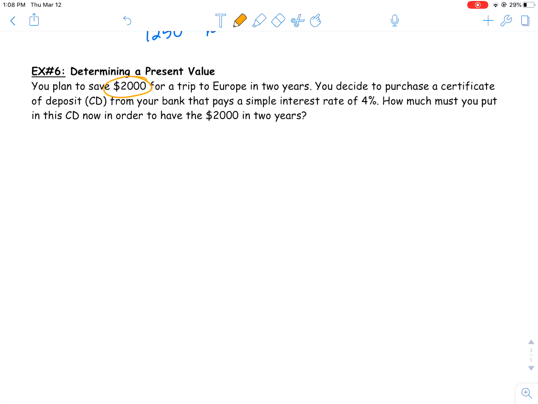So, don't we know a future value, what we want in the end? And we know that it's simple interest that our bank's going to give us. So we should be able to use that future value formula. And let's plug in some information. Let's see if we can use this formula to find our missing piece, how much money we want to put in the account now.